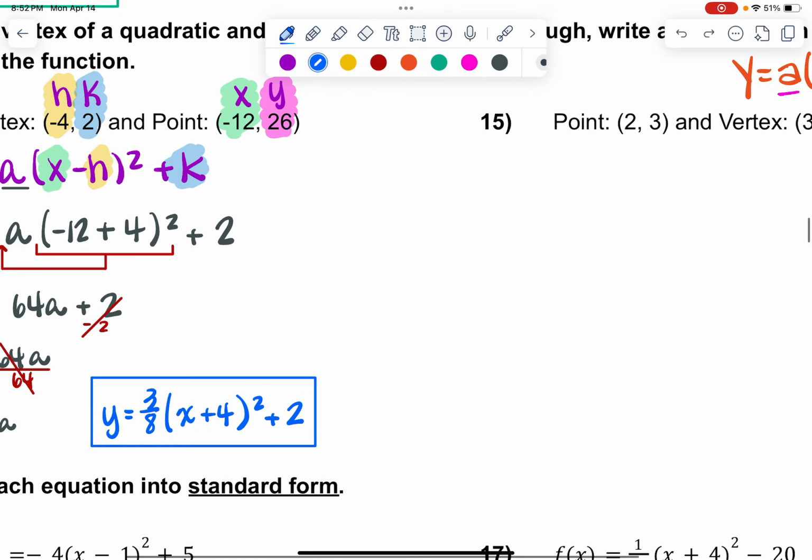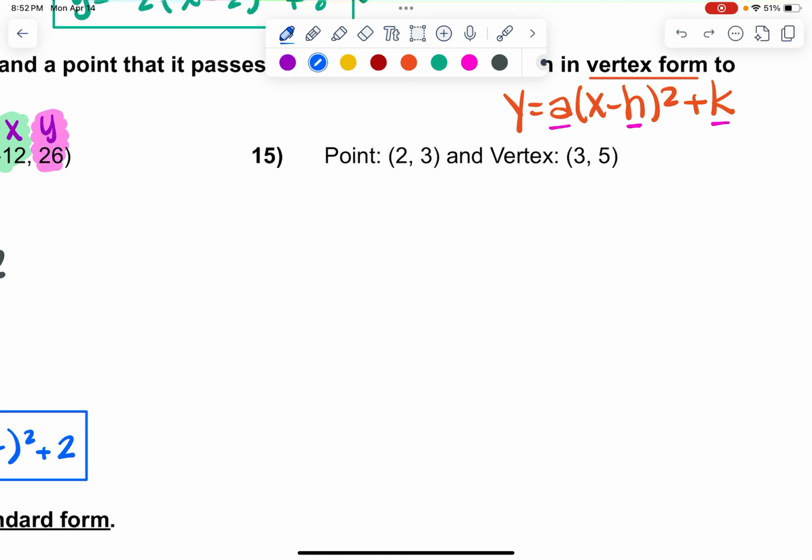Okay, I'm just going to run and do this one really quick. I'm not going to do all the highlighting. This one gives us the point first. Remember, the point is the xy, and the vertex is the hk. So again, we're just going to throw everything into that vertex form. So y equals, so 3 equals a, which is what we're looking for, times (x minus h) squared plus k, so plus 5.